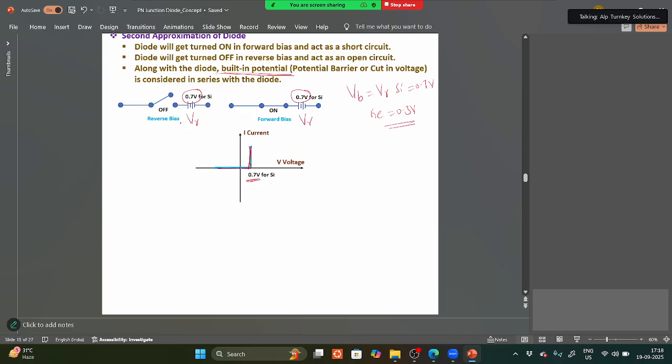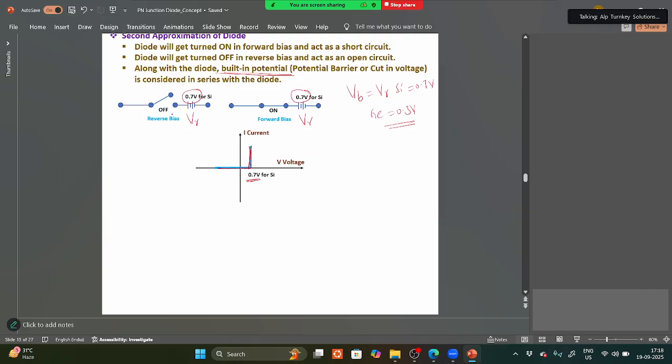So in the first approximation, that is the ideal characteristics, we are making it an ideal diode. So the ideal diode during forward bias is in the on state, meaning a short circuit, and during reverse bias it is an open circuit.